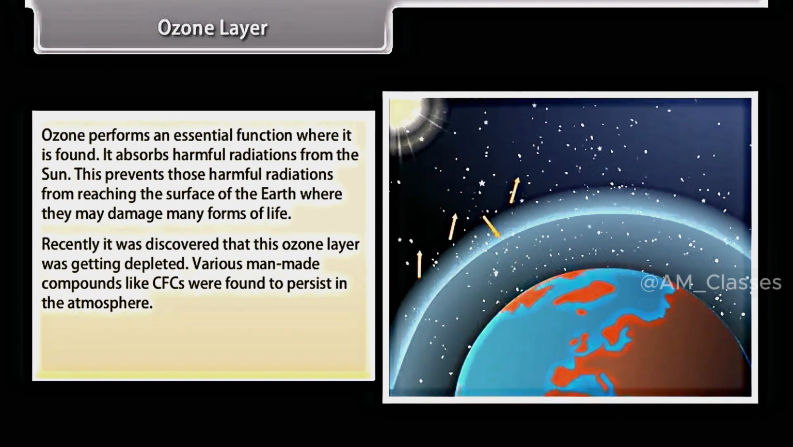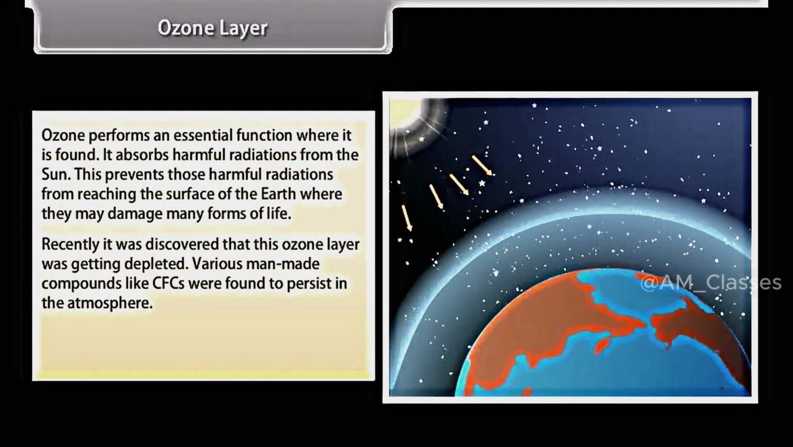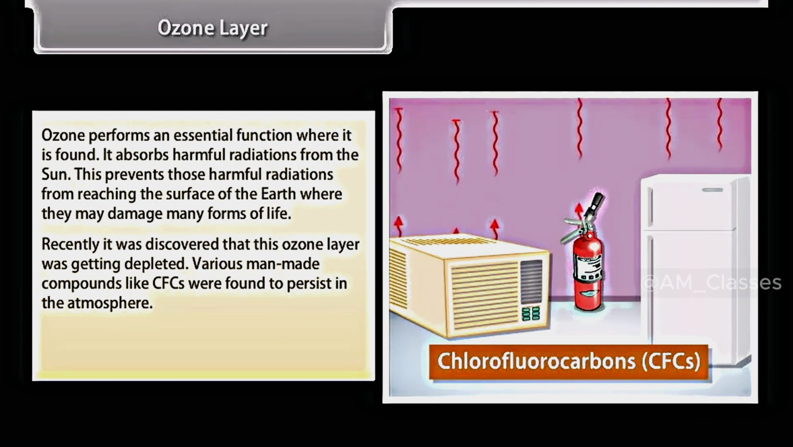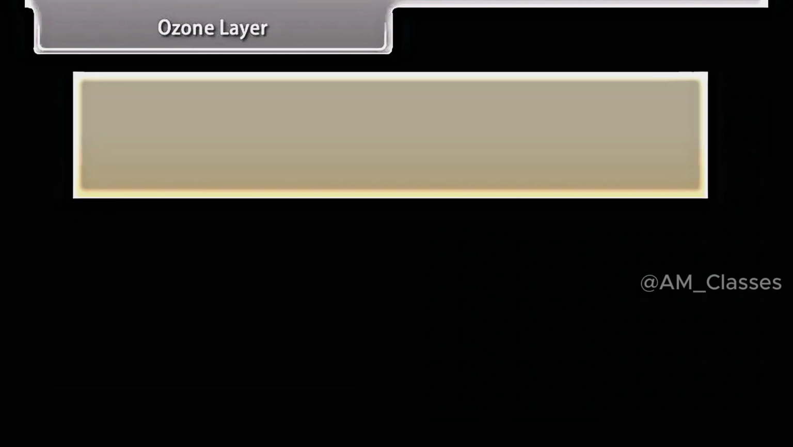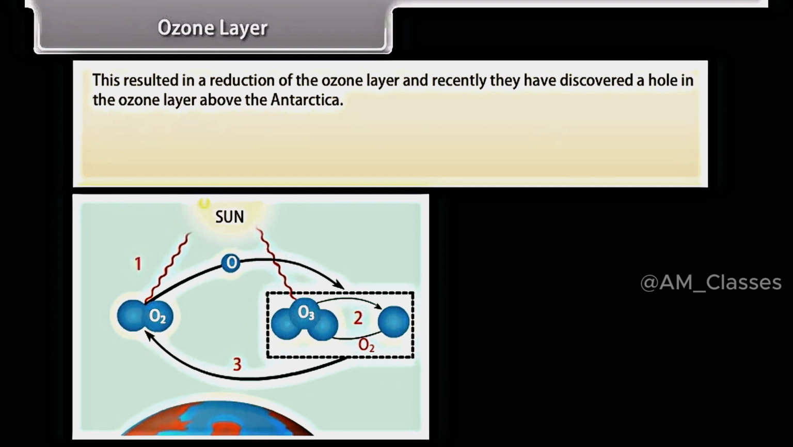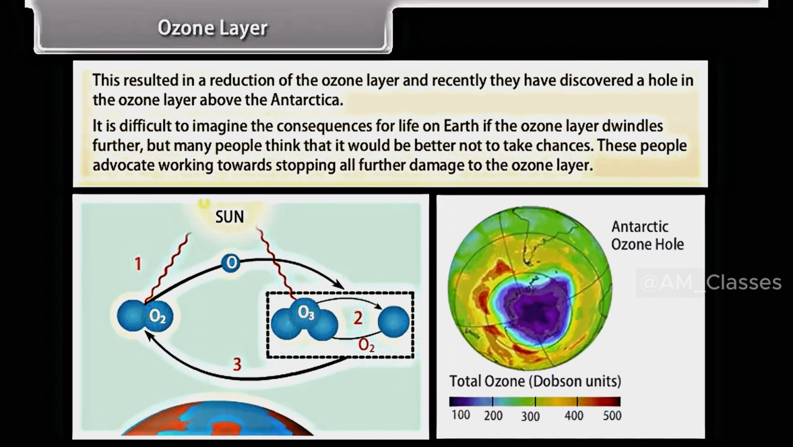Recently it was discovered that this ozone layer was getting depleted. Various man-made compounds like CFCs were found to persist in the atmosphere. Once they reached the ozone layer, they would react with the ozone molecules. This resulted in a reduction of the ozone layer, and recently they have discovered a hole in the ozone layer above the Antarctica. It is difficult to imagine the consequences for life on Earth if the ozone layer dwindles further, but many people think that it would be better not to take chances. These people advocate working towards stopping all further damage to the ozone layer.